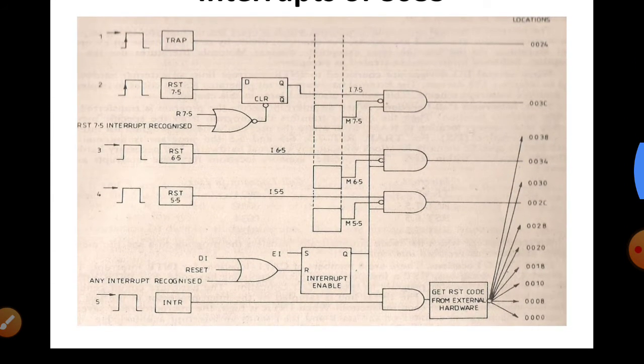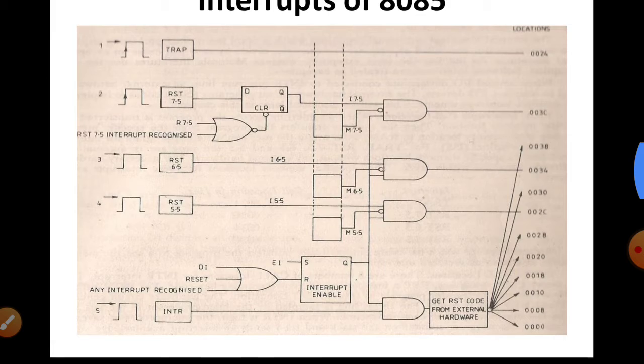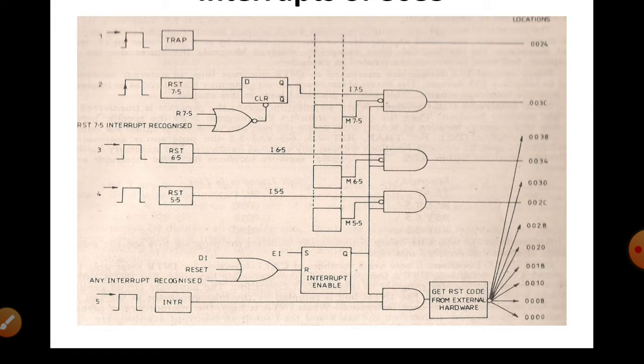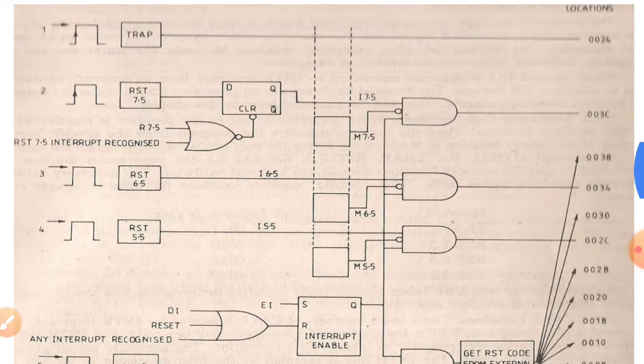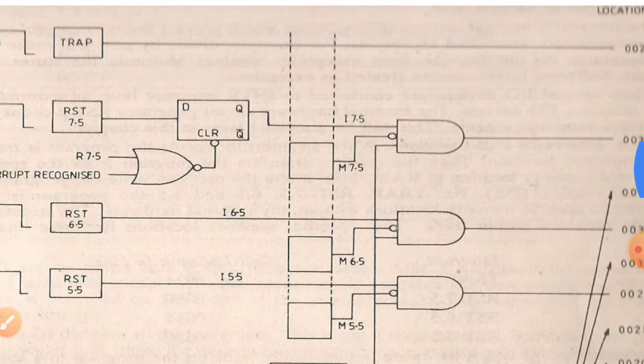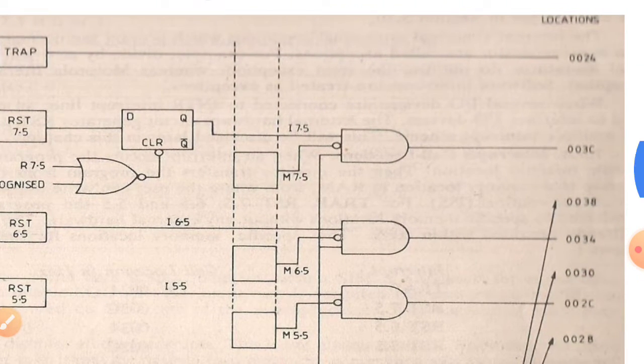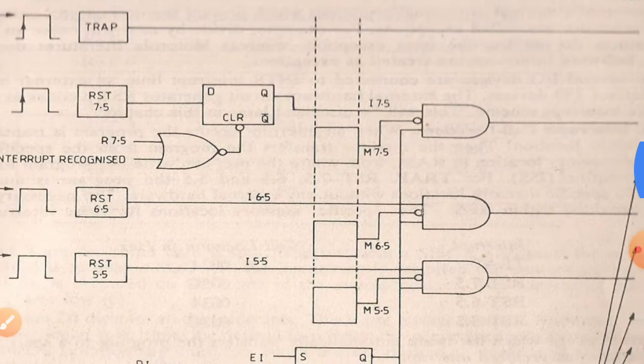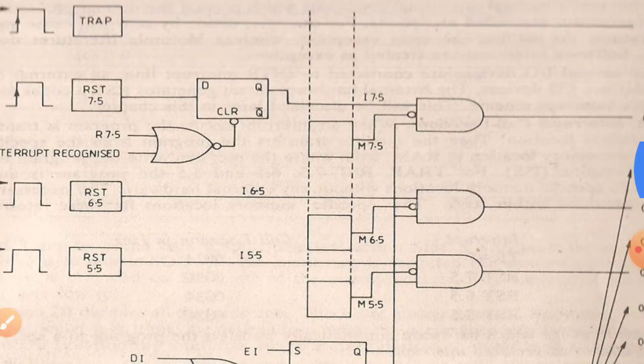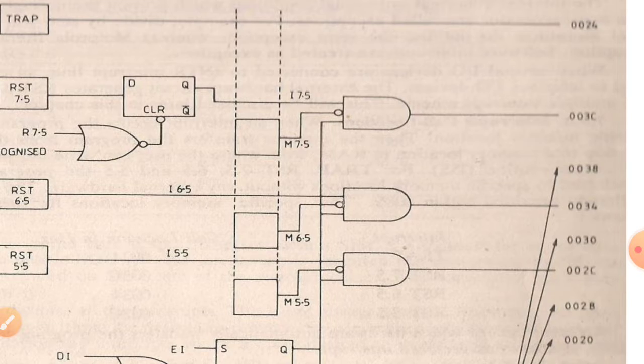Now, this diagram is a total representation of the interrupts used in 8085. We already know that there are 5 lines available in 8085: TRAP, 7.5, 6.5, 5.5 as well as INTR. Now, as you see, whenever any device interrupts with the TRAP, it will go to the address 0024. Any device which has interrupted through RST 7.5 will go to the address 003C.